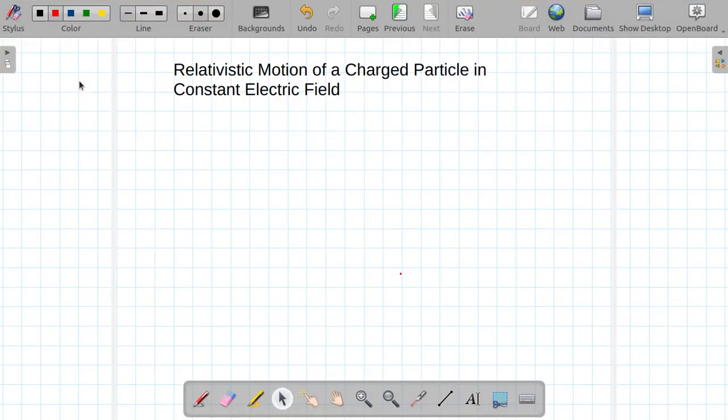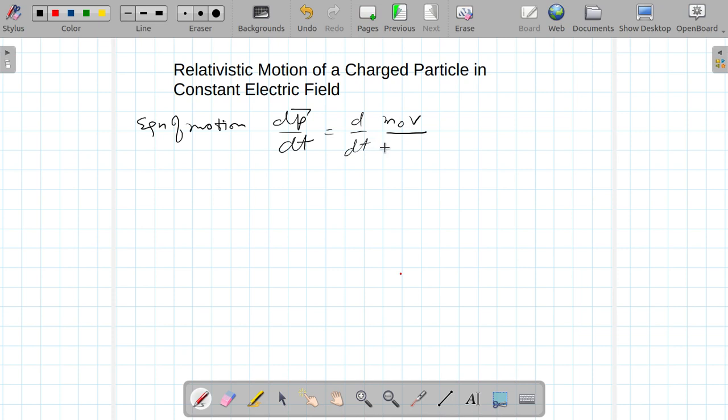So, in this lecture, I am going to talk about the relativistic motion of a charged particle in constant electric field. And the field is E. So, the equation of motion for this can be written as: the rate of change of momentum must be equal to eE, and it is a vector quantity.